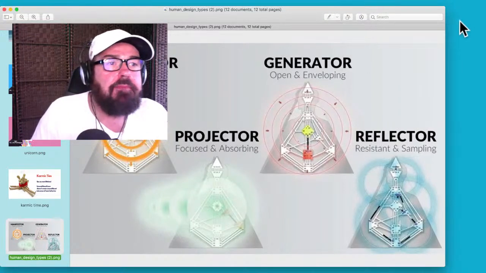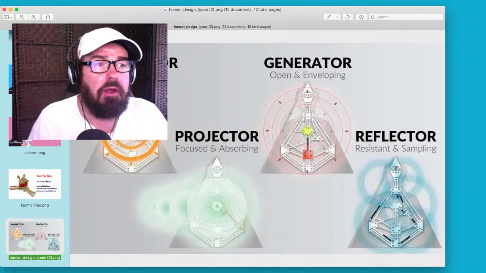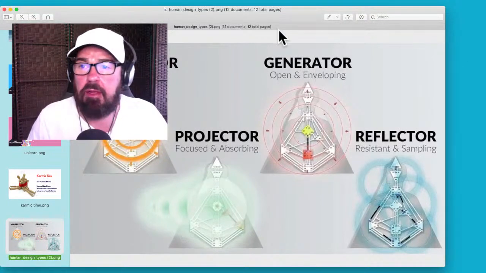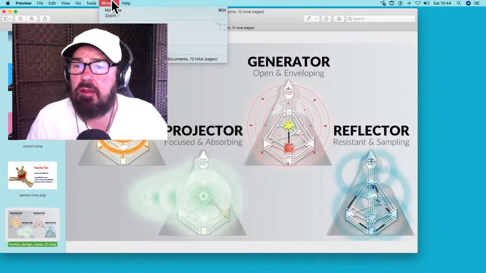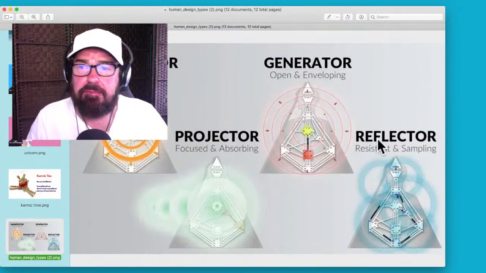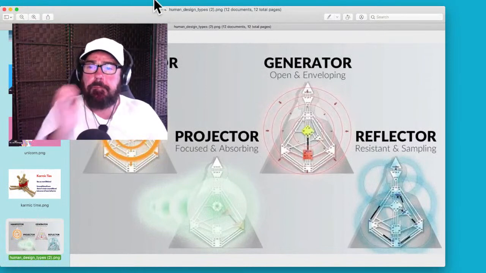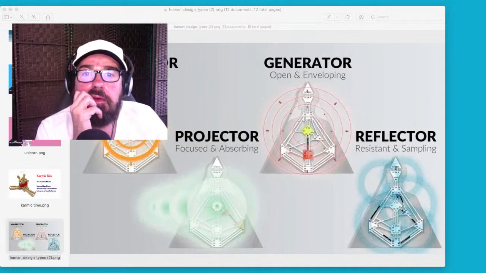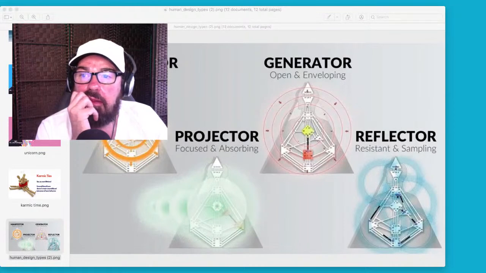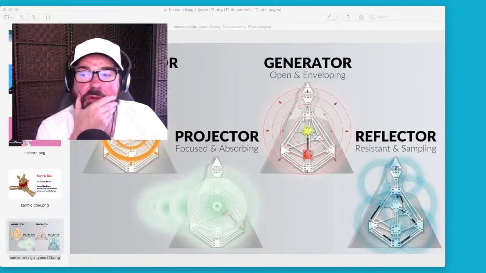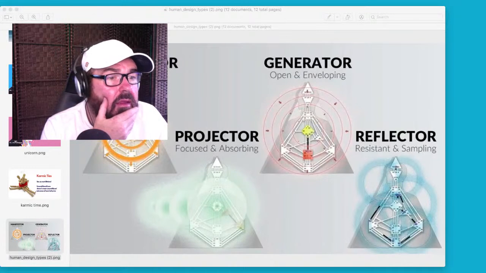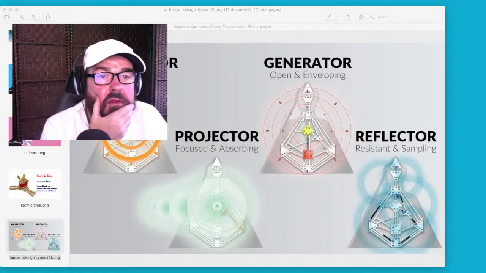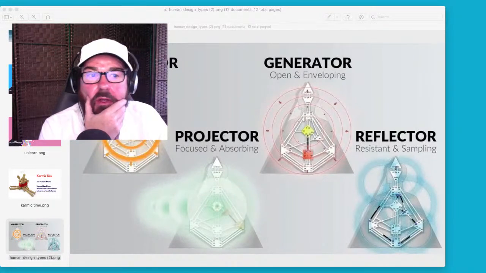So these are the types. And I want to, okay, we're there. I want to do the overlay so we can look at the types. There we go. Overlays. Okay. So let's start off with the generators.